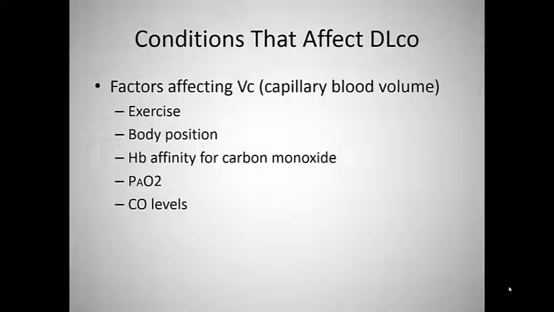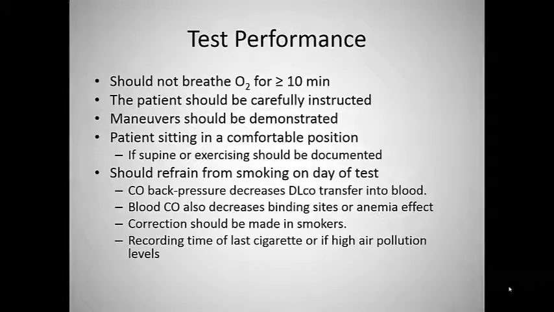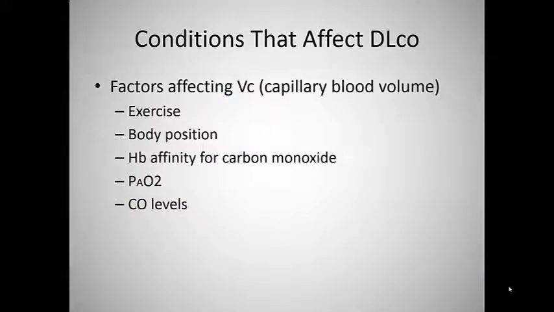There's certain conditions that are going to affect diffusing capacity. Obviously, capillary blood volume. The more blood you have, the more red cells you have, the greater diffusing uptake there's going to be for carbon monoxide. Exercise can affect your diffusing capacity also. Greater blood flow through the lung, faster it goes through, it's going to pick up more carbon monoxide. Body position is important. If you're laying down, you can have better ventilation, perfusion, distribution through the lungs. The hemoglobin affinity for carbon monoxide also can play a role in how it's going to uptake.